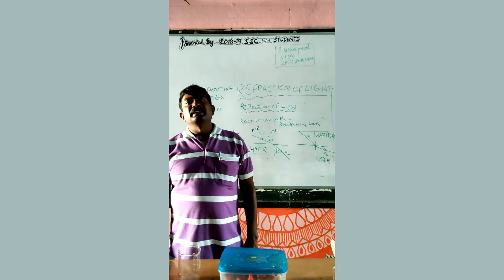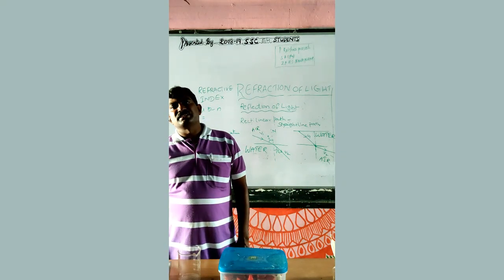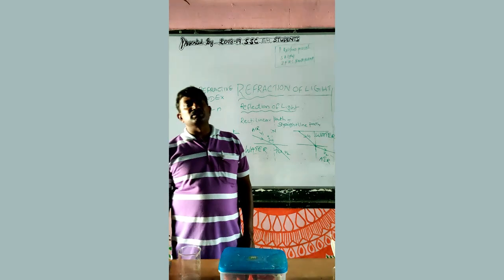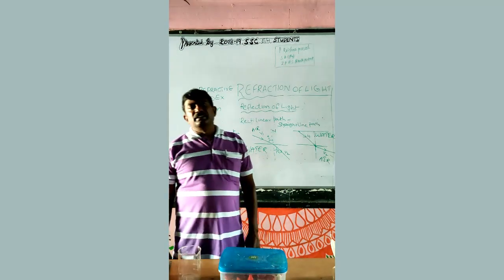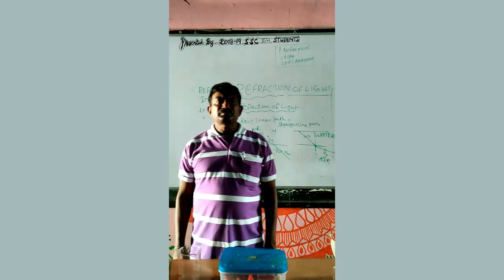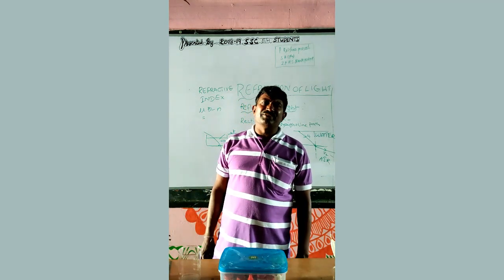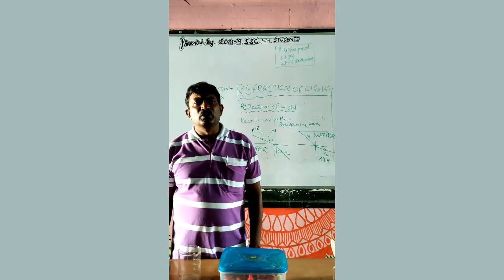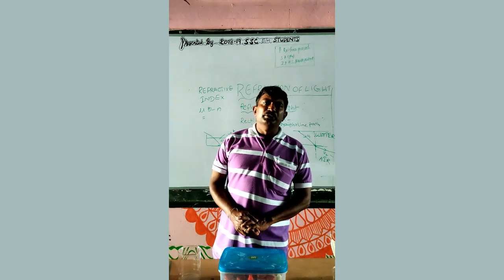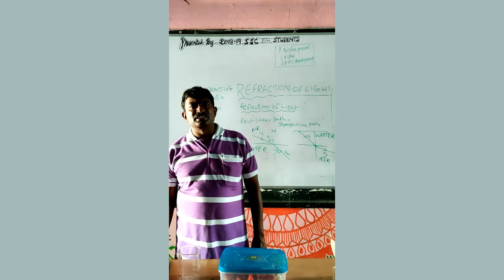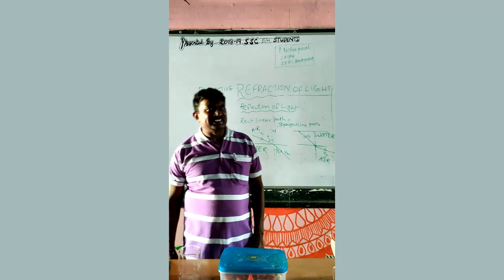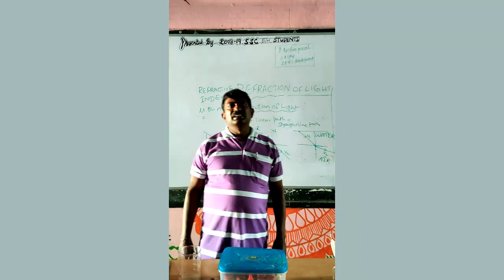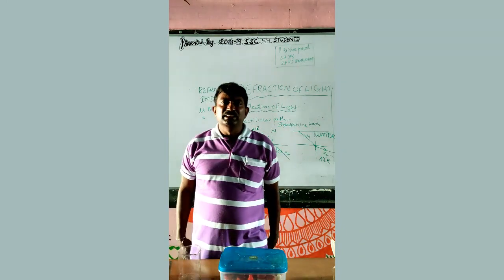In our 7th and 8th classes, we discussed all these things: Fermat's principle and the laws of reflection. What is the incident ray? What is the reflected ray? Today, we are going to learn about another concept, that is refraction. This is another property of light.